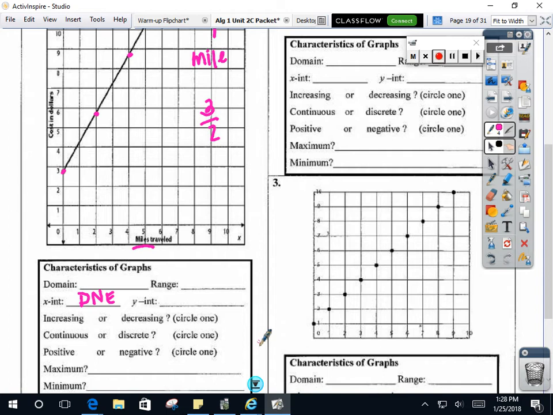Okay, does everybody understand why the line will not travel to the left any further? Because at that point, you would be going into negative miles traveled and negative costs in dollars, and that would not make any sense. Okay, now, is there a y-intercept?